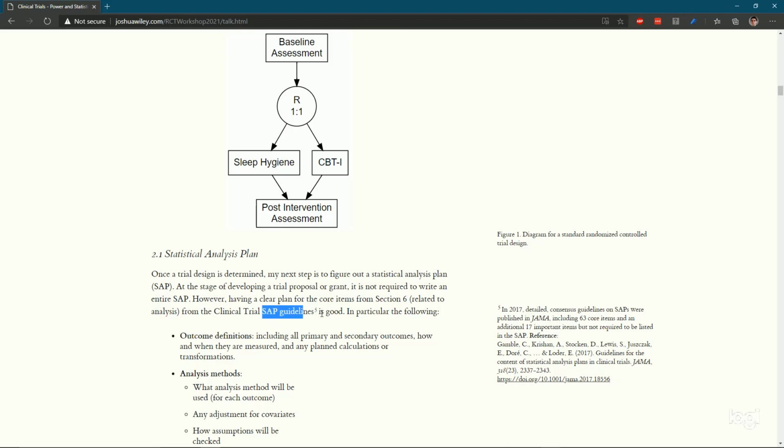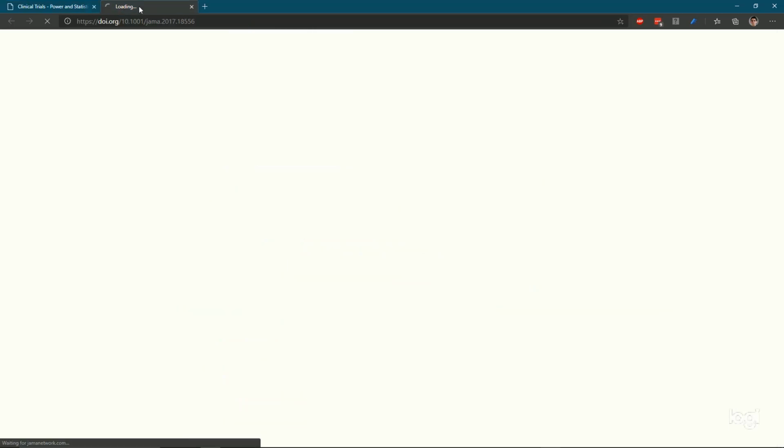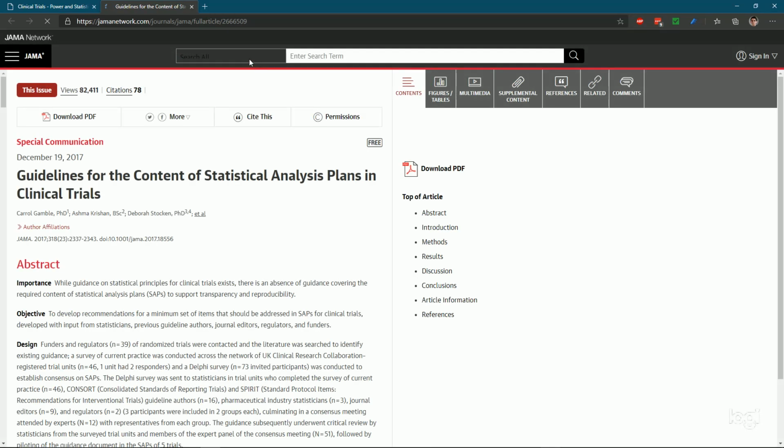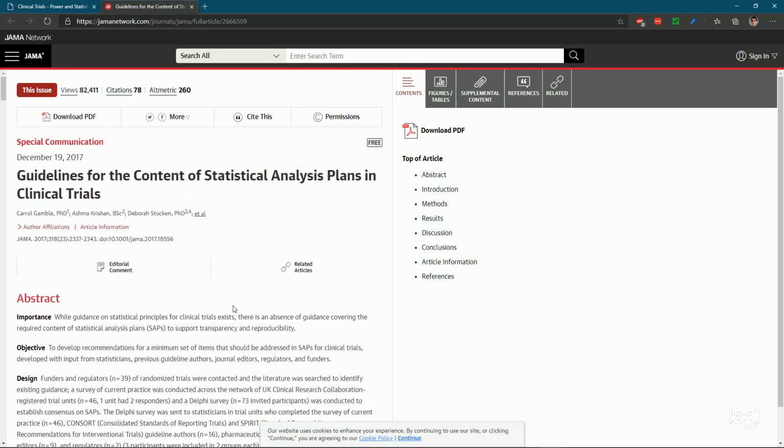Now, I mentioned these SAP guidelines. If you don't know about it, there's a 2017 consensus paper published in JAMA that outlines what are good guidelines to have in an SAP, what should be there. I'm just going to open that up so you can see this table, because it's really detailed. If you've never written an SAP, or if you have but you didn't really think much about it when you were doing it, or you have thought about it but you just want to make sure that you're following guidelines, these are great guidelines to follow.